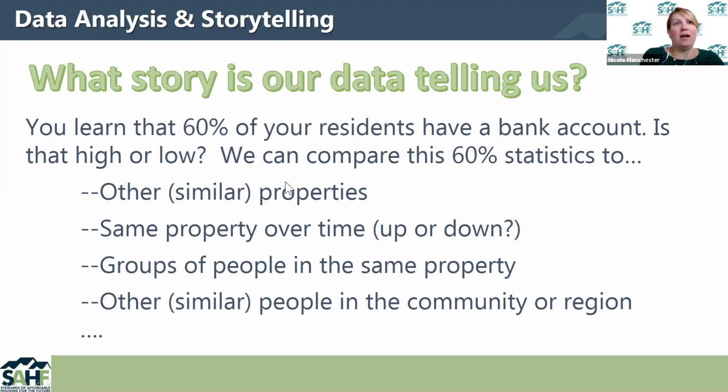So thinking about how do you compare it? Can you compare it to other properties? Are these other properties similar enough to the property that the 60% is coming from to be a fair benchmark? Can you look at the same property over time? Has it gone up or down over time? Can you slice it by groups of people within that property? Is that 60% really 80% for seniors and 20% for families? Are there large disparities within your properties? And then lastly, thinking about how to compare it to the neighborhood or the city or region in which your properties are located. Since there's lots of variations, the location where you're operating has a large role in the day-to-day experiences of your residents. Next slide.